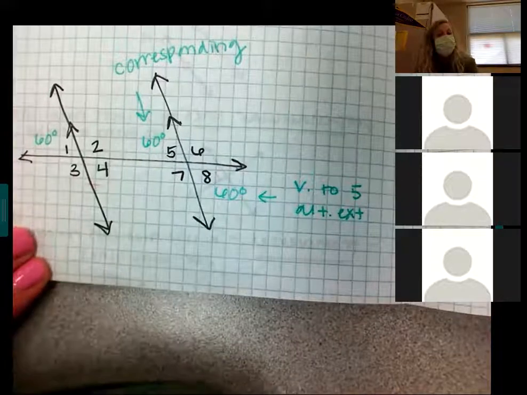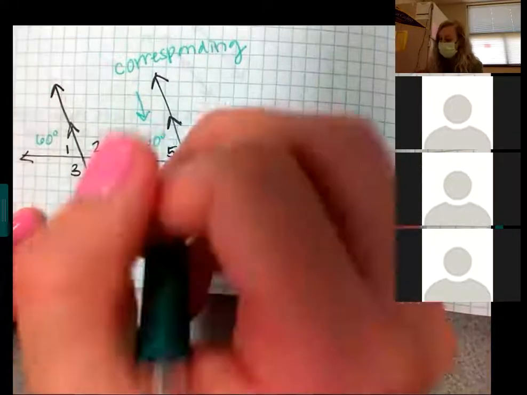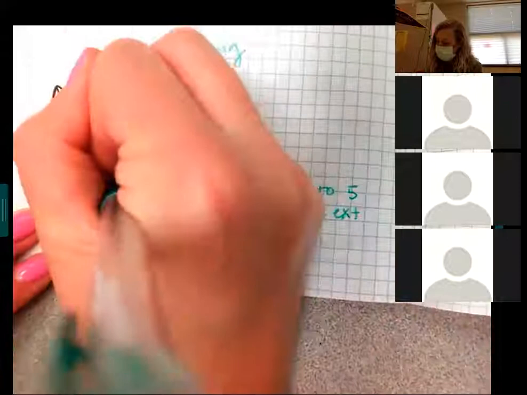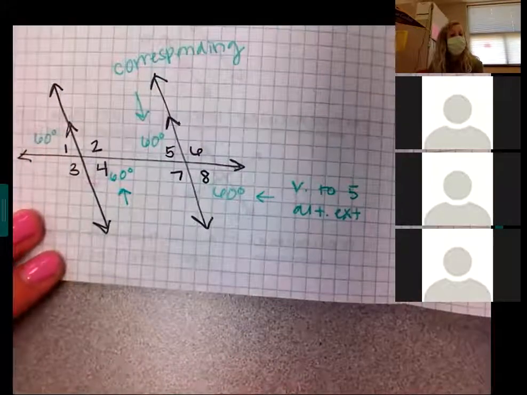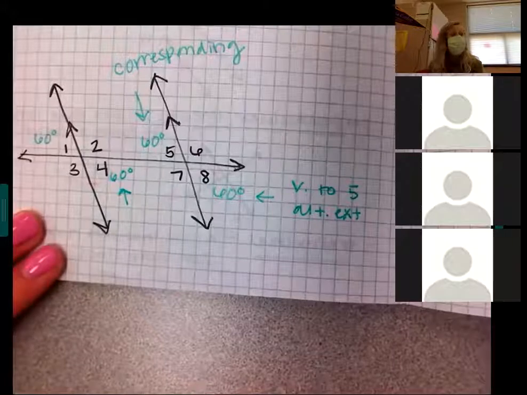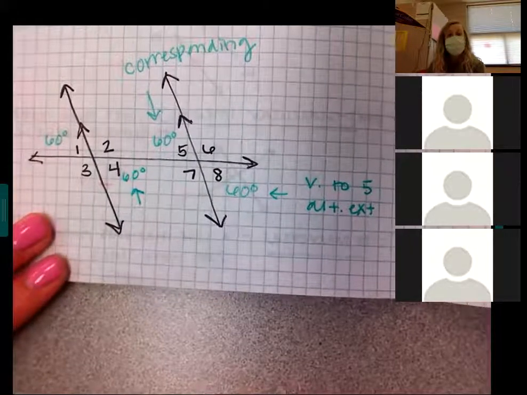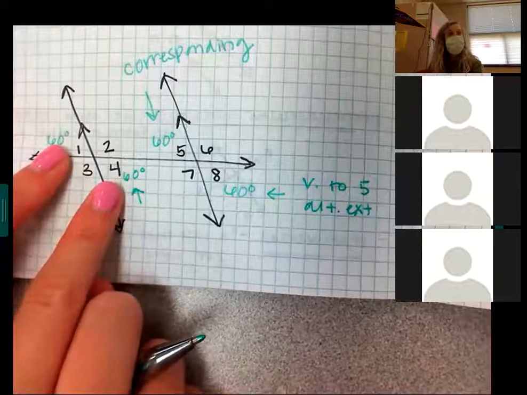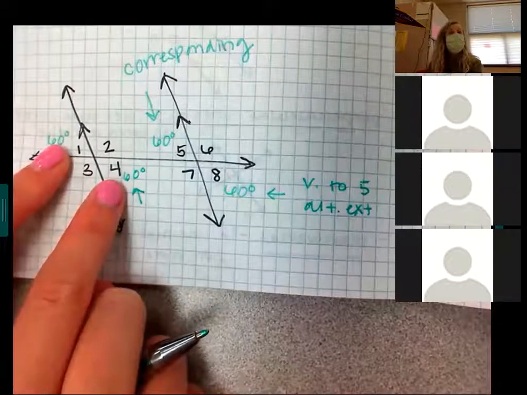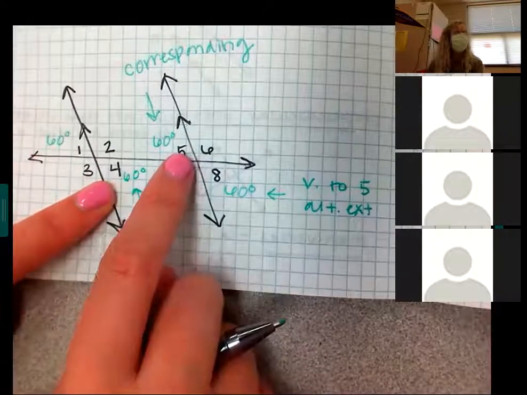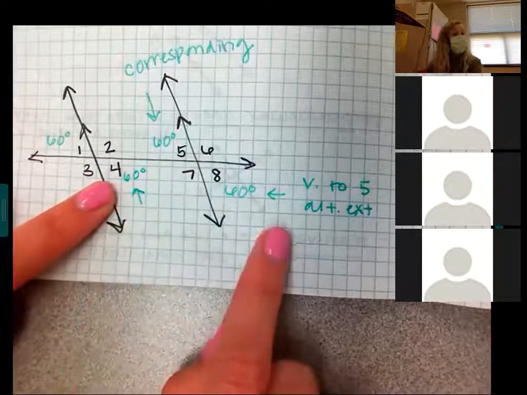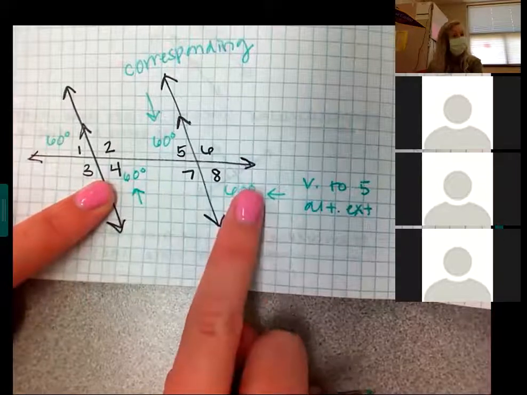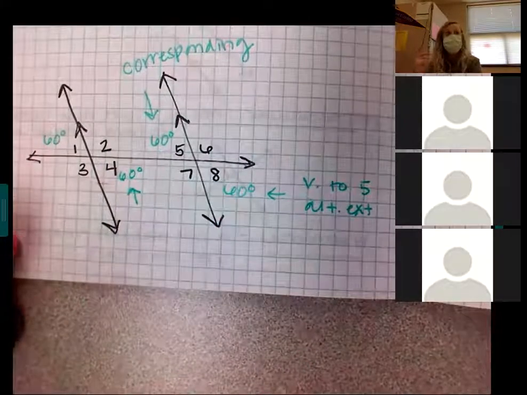What's another one that's 60, Carter? 4. What's your explanation for that one? There's a couple. There's actually 3. Everybody look, I'm not going to write this one, just watch. It's vertical to 1. Do y'all agree? It's alternate interior to 5, which means it's got to be equal. And it's corresponding to what, Henry? 8. You could tell me any of those and I would take it.